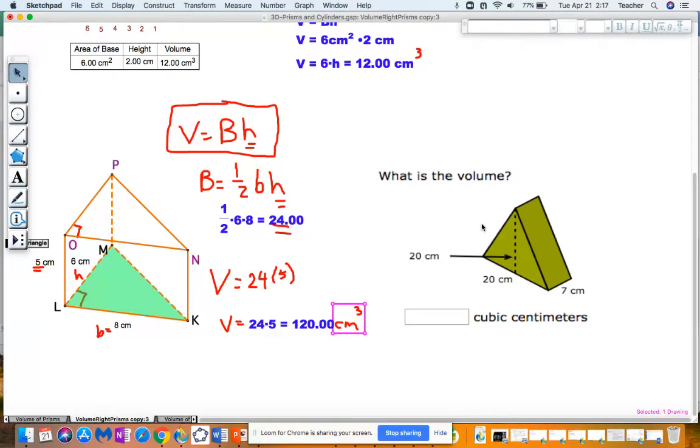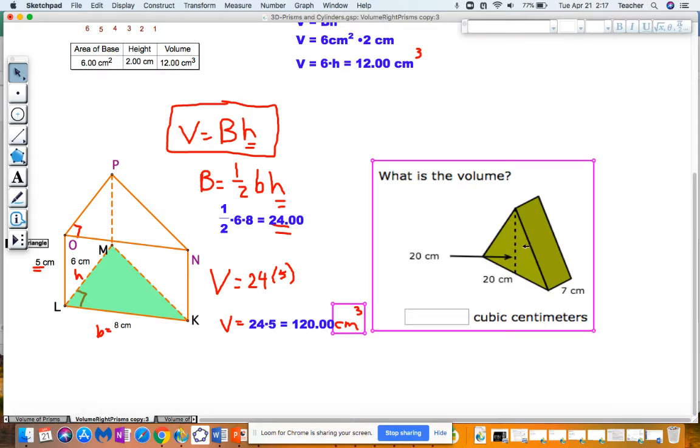All right, here's one that you're going to see on your assignment. Now, don't think of base as on the bottom. Okay, this is a triangular prism. The base is the two congruent parts. So you're going to see this is a triangle here, which also makes the other triangle over there. So the base is going to be this triangle.